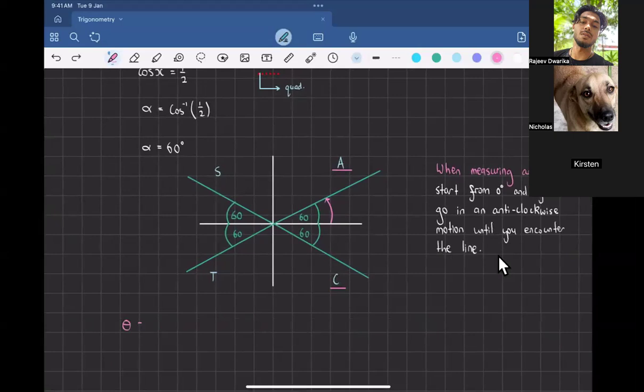Now, is that my only solution? That's not my only solution. So let's figure out the other solution. I'm going to start again from 0 degrees and go in an anti-clockwise motion until I reach the fourth quadrant, and then I'm going to stop when I reach the line. How am I going to figure out that angle I just drew? Well, all the way around is 360, so 360 minus 60. Right, because it stops 60 degrees before 360. Right, makes sense.